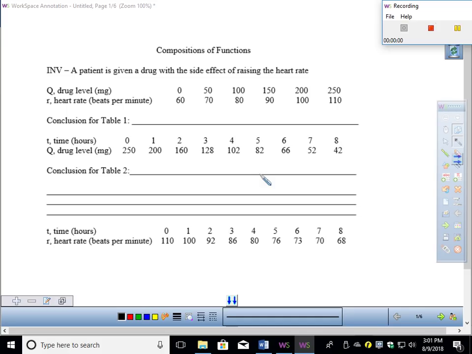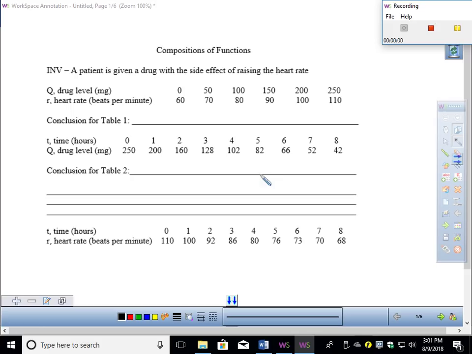Welcome. Today's lesson is entitled Compositions of Functions. Composition is sometimes known as the fifth operation, combining two functions together to create a third. You've obviously in the past worked with the other four, being addition, subtraction, multiplication, and division.